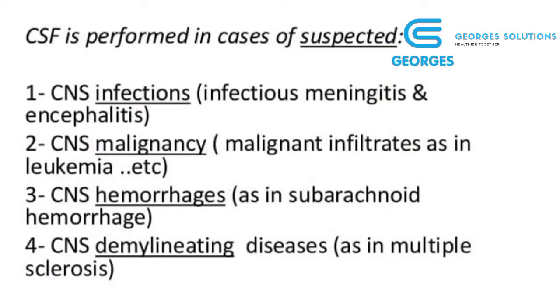So the routine examination of CSF, of course, is obtained by lumbar puncture, and the spinal fluid is used for the diagnosis of major diseases such as meningitis, subarachnoid hemorrhage, CNS malignancy like meningeal carcinoma and tumor metastasis, and autoimmune diseases such as multiple sclerosis. CSF can be used to diagnose those.